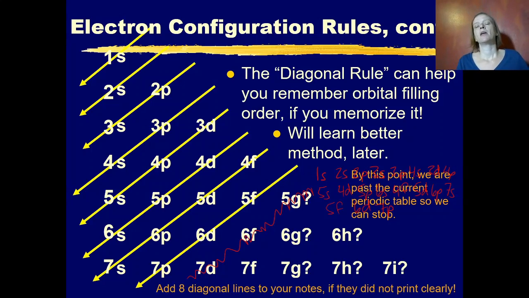So be sure to add those diagonal lines to your notes because they don't tend to print clearly. It also gets you in the habit of learning how to draw and reproduce this diagram, if this is the method you're going to rely on for doing your electron configurations. I have a method that I prefer, which I'm going to briefly introduce you to now.